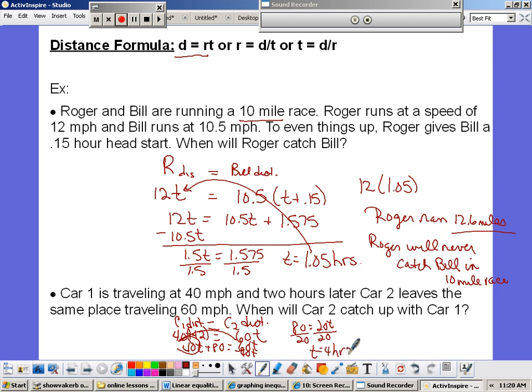Now let's see if I answer the question. When will car 2 catch up with car 1? I haven't been given a specific beginning point, so all I know is 4 hours later. So 4 hours later.